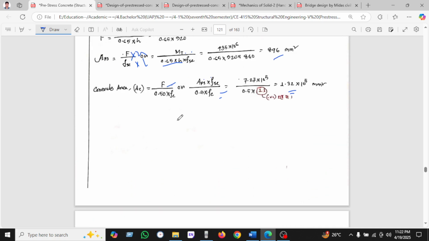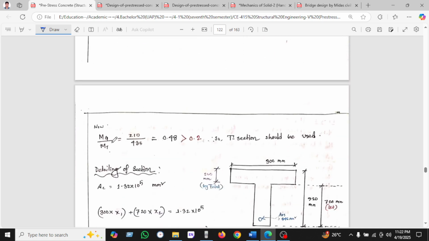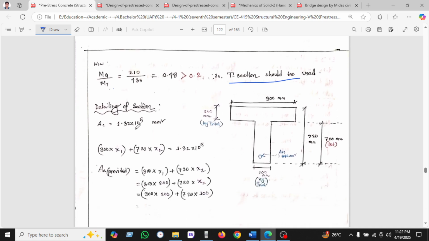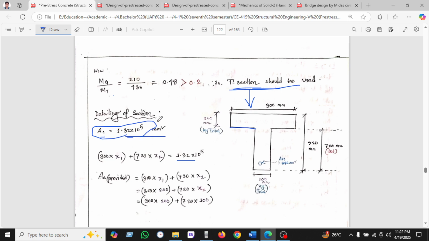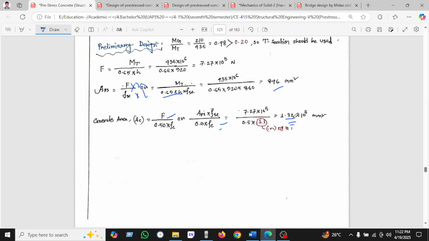Okay, so now we have seen here the girder moment divided by total moment is greater than 0.4, so the T section would be used. Now we can see the detailing of the section, as we have found the area of concrete is this. So how will we calculate this? After finding this, we just draw this T section, as we know the T section will be used. Then we are using the T section. But we have found the area of concrete, as we have seen here, 1.2 into 10 to the power 5.